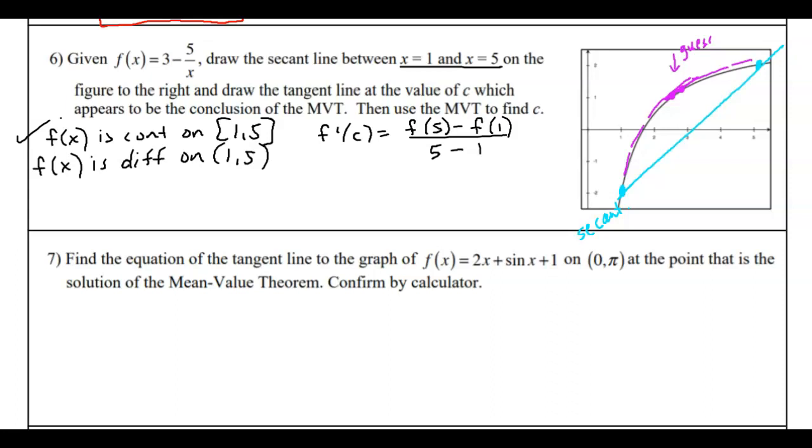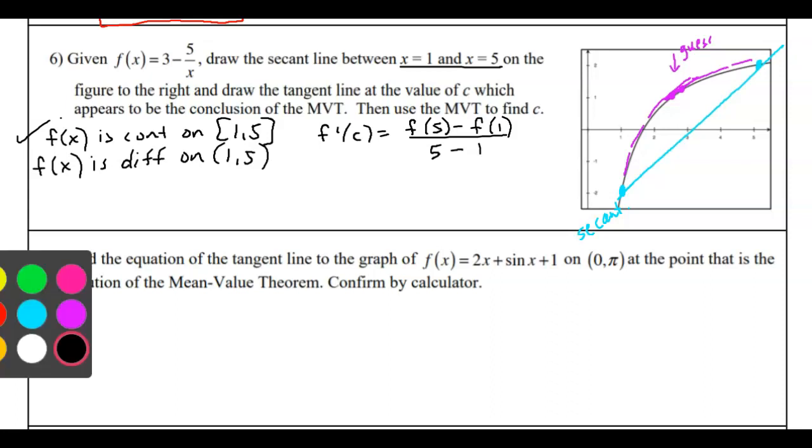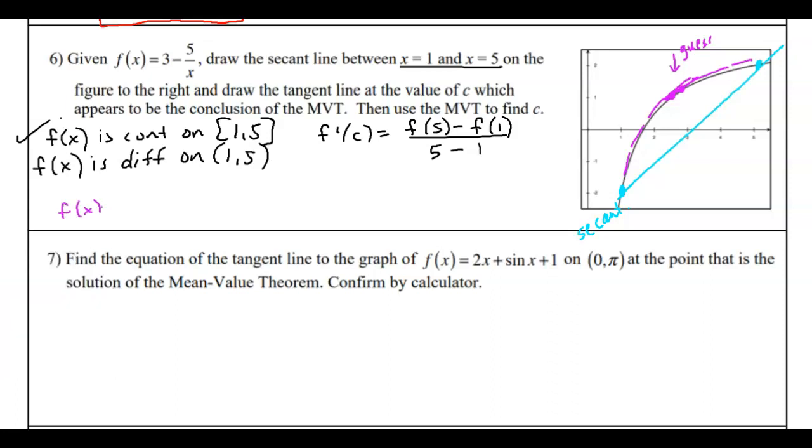So the derivative of 3 is 0. I'm going to write it over here. So f of x equals 3 minus 5 over x, and write this as a power rule. Otherwise, you have to do a quotient rule. So our derivative is 0, bring down our power, so 5x to the negative 2. And then we need to plug in to find our slope values.